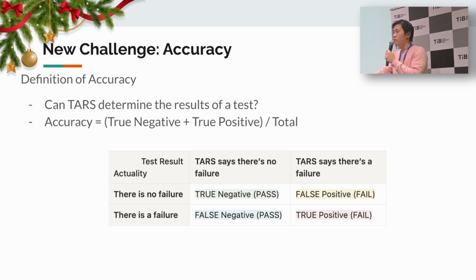So our new challenge was improving the accuracy. But before that, we needed to define what accuracy is. Accuracy basically means whether TARS is able to determine if the results of the test are correct or not. So we have true negatives plus true positives over the total. Basically, a true negative means the test passes and there is no bug to be found, while a true positive means it failed and it was able to find an actual bug. Other than that, we want to isolate false positives and false negatives.